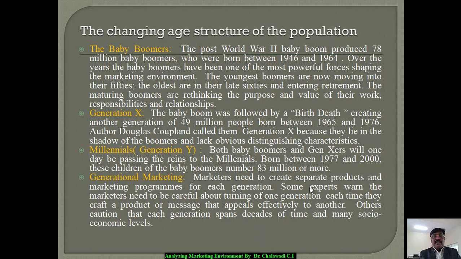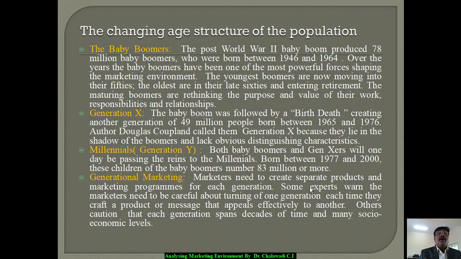Now see here, at the present day there are so many customers: generation Y, generation X, as well as the baby boomers. The marketers need to create separate products and marketing programs for each generation. Some marketing experts warn that marketers need to be careful about turning off one generation each time they craft a product or a message that appeals effectively to another. Others caution that each generation spans decades of time and many socio-economic levels.